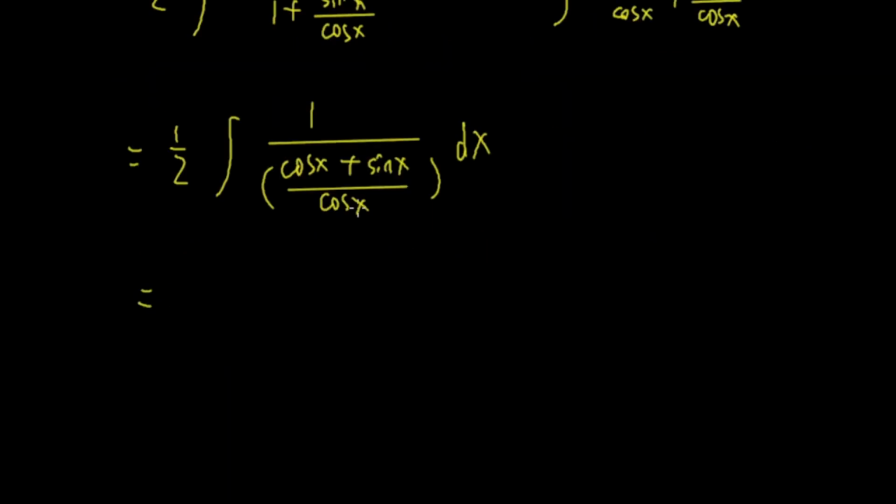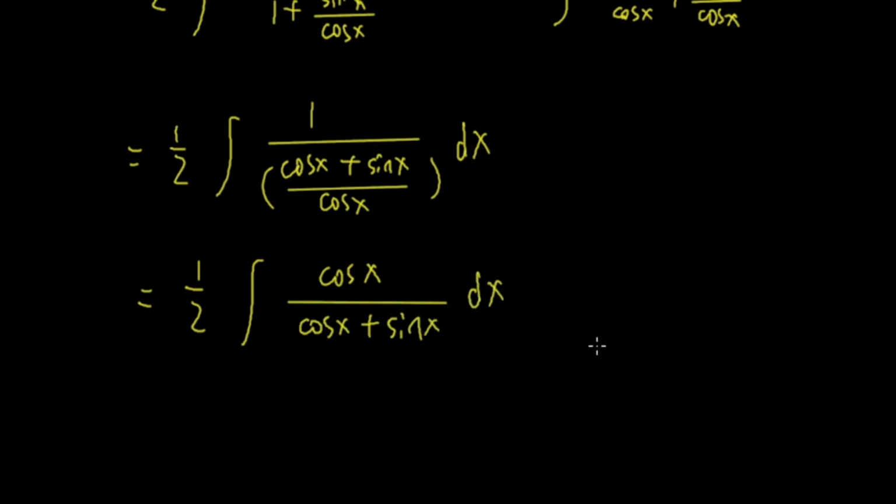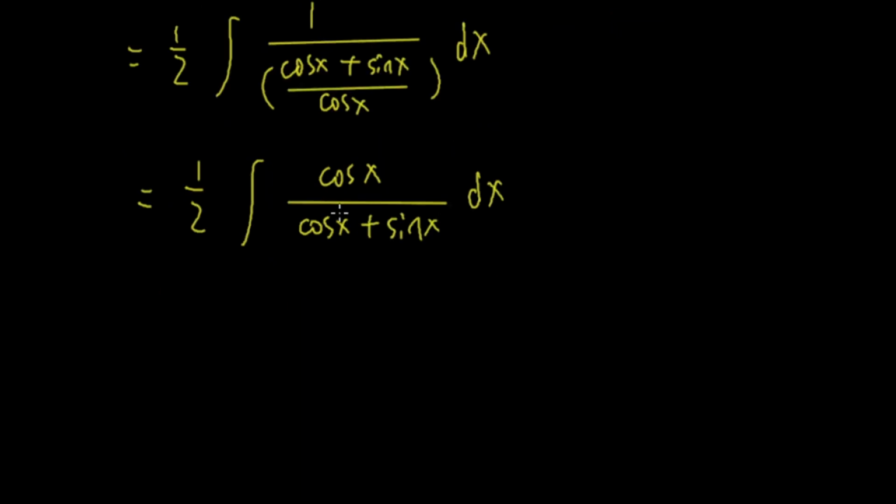And that is just the inverse of this. 1/2 integral of cosine x over cosine x plus sine x dx. Okay, now how do we integrate this? Now, similar to what we did just now, so we will do this. 1/2 times integral of, now cosine x.